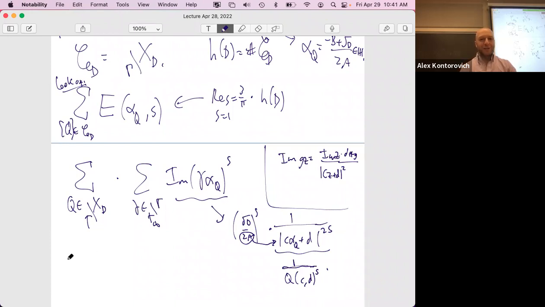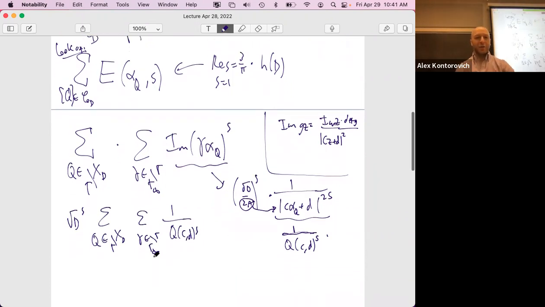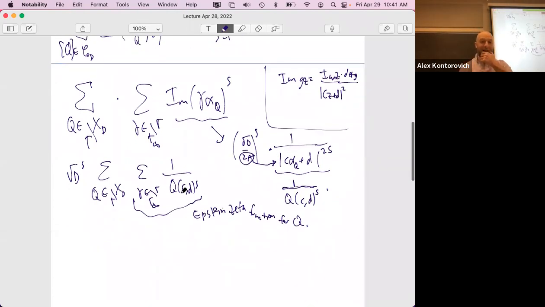Exactly. So the root D to the S pulls all the way out. Then we had a sum over Q in X_D mod gamma, a sum over gamma in gamma mod gamma infinity, and just a 1 over Q of (C, D) to the S. Okay, so this inner sum was like an Epstein zeta function for Q. And then we observed that's the same thing as Q composed with gamma of (0, 1).